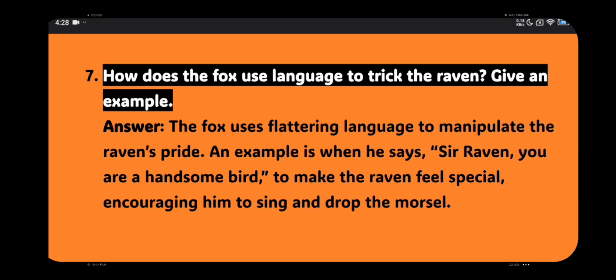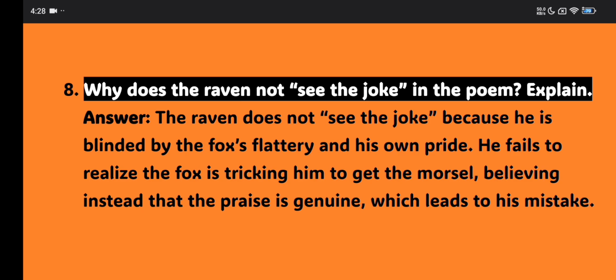Question number 8. Why does the raven not see the joke in the poem? Explain. The answer is the raven does not see the joke because he is blinded by the fox's flattery and his own pride. He fails to realize the fox is tricking him to get the morsel, believing instead that the praise is genuine, which leads to his mistake.